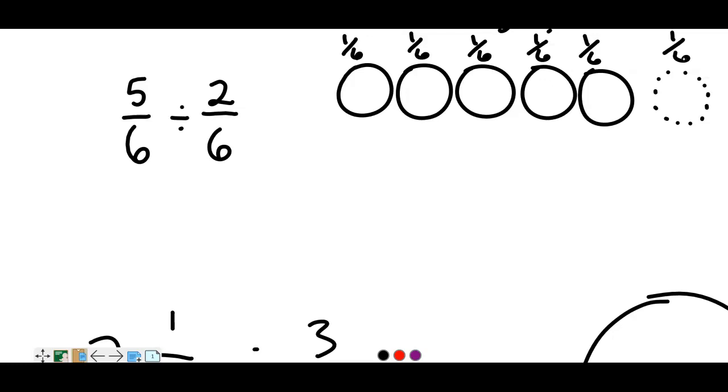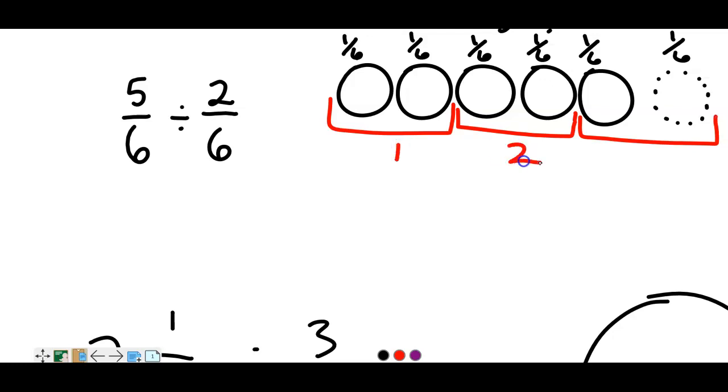How many groups of 2/6 are there? Well, we'll circle, or we'll kind of do this right here. There's 2/6 right there, and there's another 2/6 right there, and then I need another 2/6. That's why I need my dotted line here, my invisible 1/6. So how many groups of 2/6 do we have? I've got one whole group, two whole groups, and this is a half a group right there. So our answer is 2.5. There are 2.5 groups of 2/6 in 5/6.